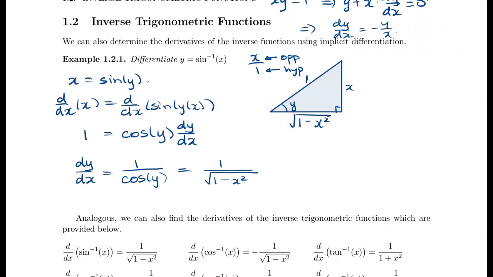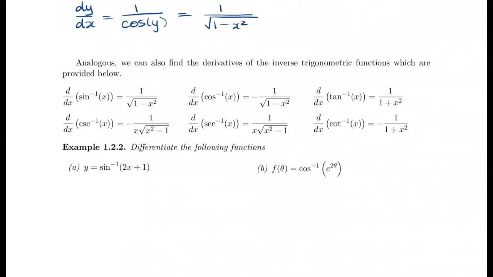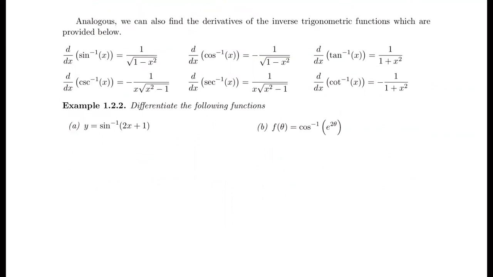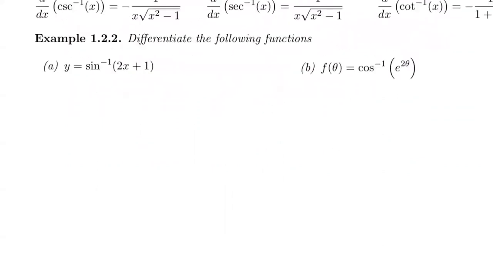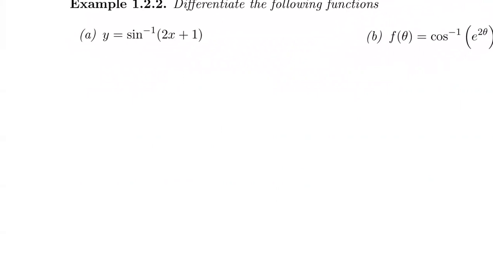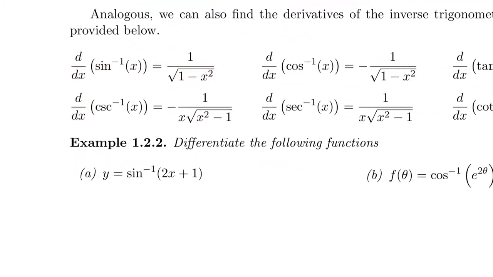Analogously, we could also find the other inverse trigonometric functions using the same ideas that we have used above, most likely by implicit differentiation and so on. So let's try to differentiate the following functions. For the first one, we have y is equal to sine inverse of 2x plus 1. Using the derivative of sine inverse of x, where in place of x, we're going to be using 2x plus 1.